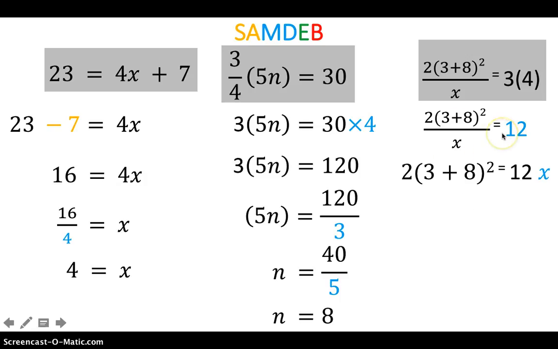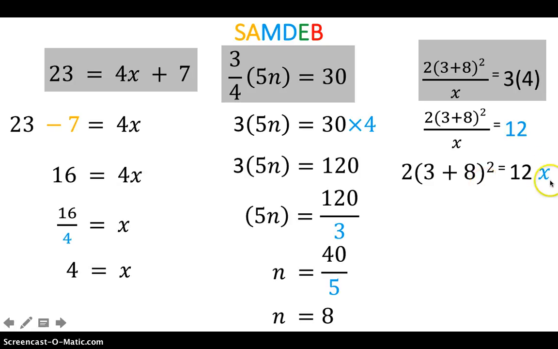So notice here what happened. I took 3 times 4, I multiplied them together to get 12, and now here this says divide by x, so I get rid of dividing by x by multiplying by x. So that leaves us with just the numerator on the left hand side, and when we multiply by x it gets rid of the times or divide by x over here, but we have to multiply by x on the right hand side to make it balanced. So we have 12x on the right and then 2 times 3 plus 8 squared on the left.